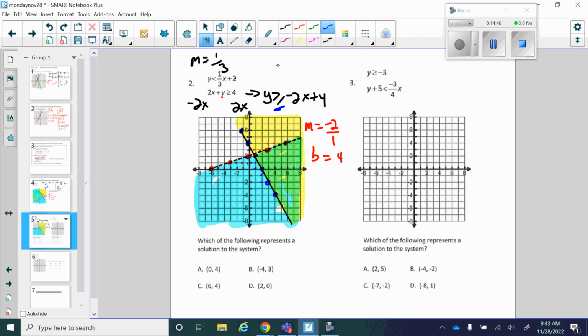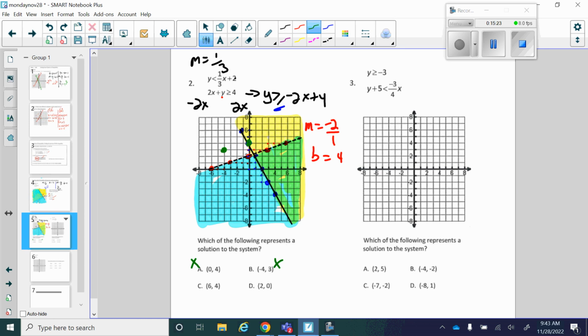(0, 4). Where is (0, 4) going to be? Well, (0, 4) is going to be right here. Let's go green. (0, 4), that's right here. That's not in the overlap shaded area, so that's not it. Negative 4, comma 3: negative 4, and up 3. That is not in the shaded area, so that's not it.